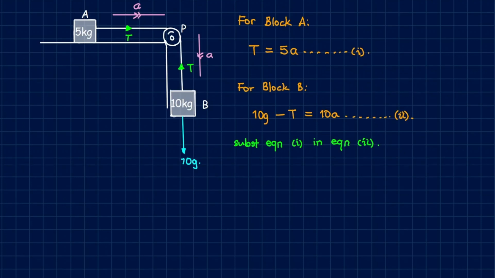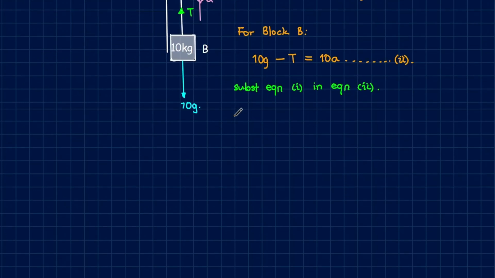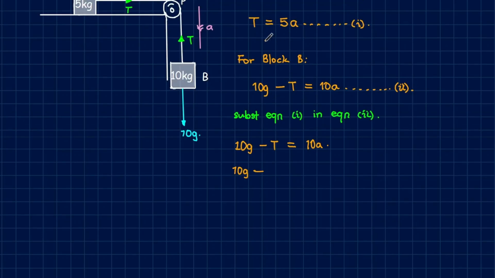So we start by writing equation number 2: 10g minus T equals 10a. Putting in the value of T from equation 1, which is T equals 5a, we are substituting for T, and we have 10g minus 5a equals 10a. Collecting like terms, we have 10g on the left hand side equivalent to 10a from the right hand side plus 5a, and simplifying the right hand side, 10 plus 5, we get 15a.